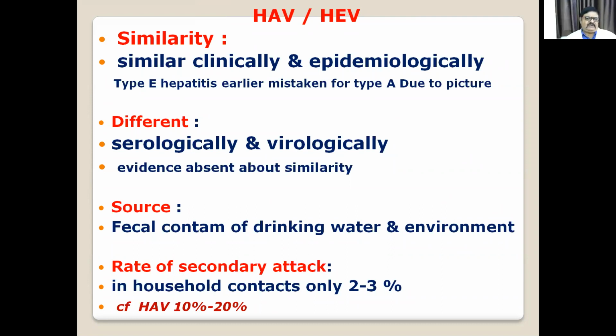What is the source? Fecal contamination of drinking water and the environment. So in HAV also you get infection because of contamination only, but here it is a different way and a different virus. The rate of secondary attack is what I think differentiates them. In household contacts, it is only 2 to 3%, whereas in hepatitis A it is 10 to 20%. So the household contact infection rate is less in HEV than in HAV.